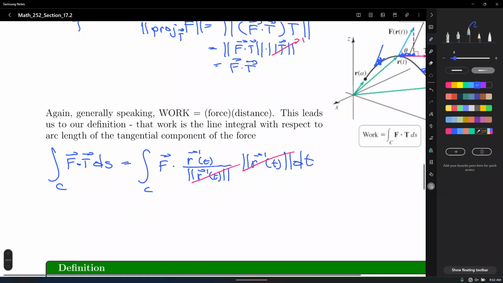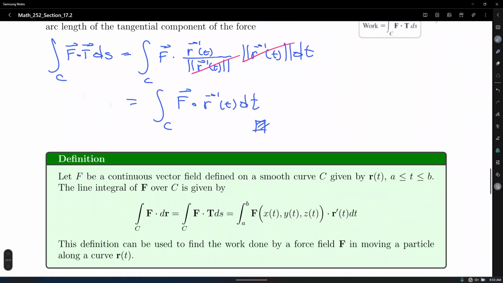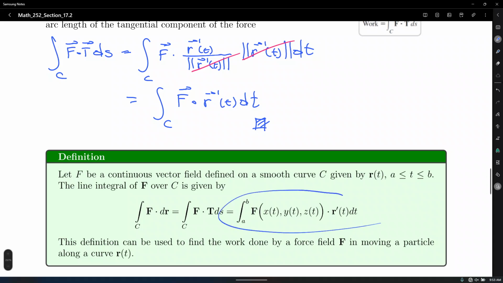So this is equal to, what's that? That's the integral along C of F dotted with R prime of t dt, right? Hey, isn't that what we have here? Yeah, it is. I know it looks different because this F right here is an F of x, y, z. But at the same time, given our vector valued function, those x, y, and z are what? Functions of t.